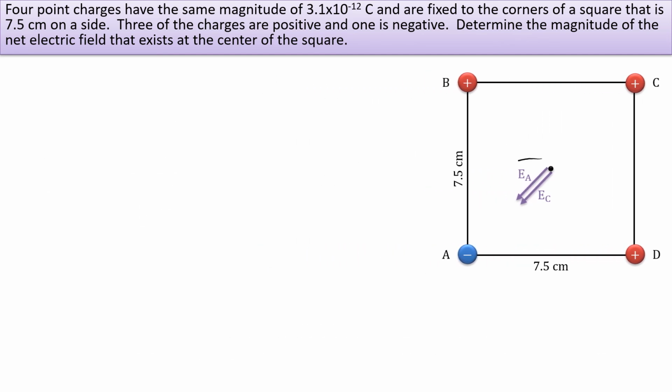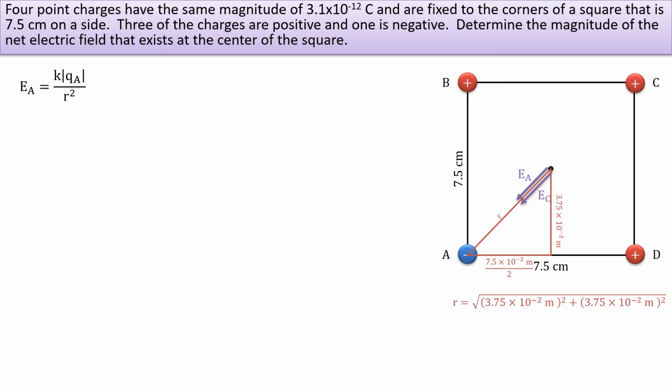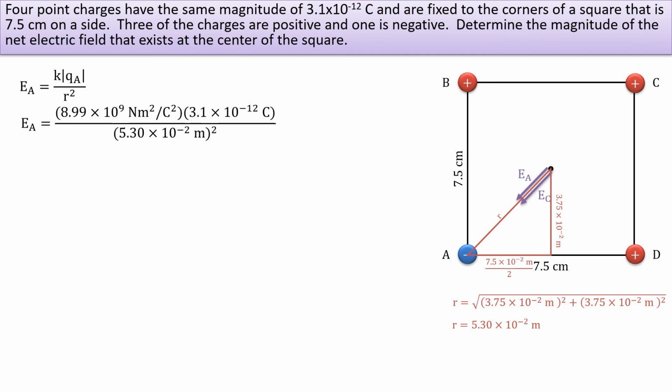So let's take a look at the electric field intensity of A. That's equal to K times the charge of A divided by the radius squared. Well, what the heck is the radius? What's the distance between those? We should probably try to draw a triangle, and the half of 7.5 centimeters is equal to 3.75 centimeters, and that's going to be able to give us the radius when we do the Pythagorean theorem. So that distance is 5.3 times 10 to the negative 2 meters. You plug that in for R. Don't forget to square it. They told you the magnitude of the charge, and we know K, the electrostatic constant. That gives us a magnitude for the electric field of A as 9.9 newtons per coulomb.